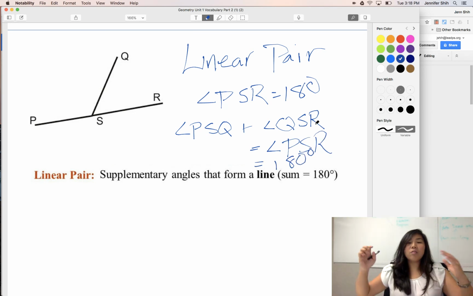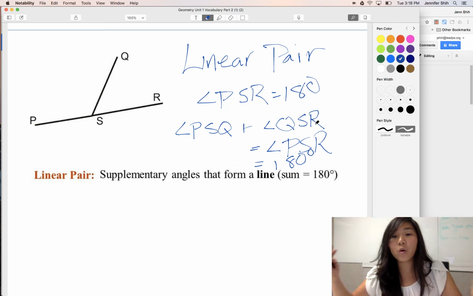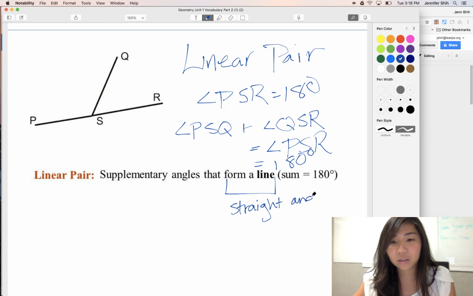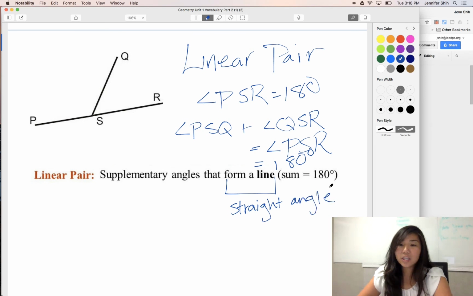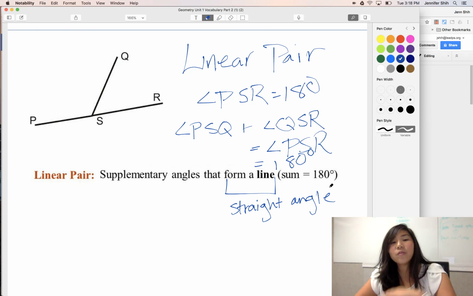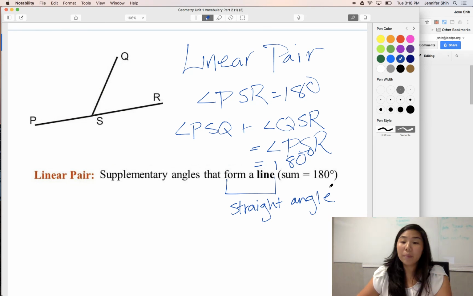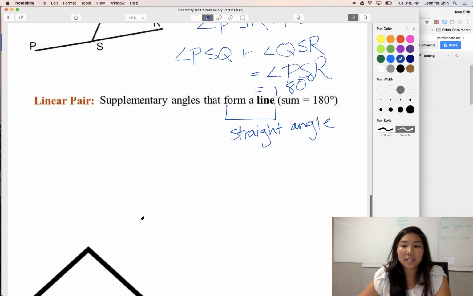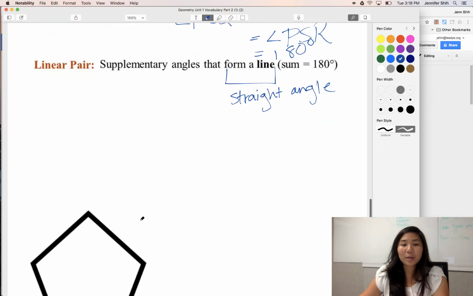So supplementary angles form a line, or they form a straight angle, which is another way you can write this. Yes, you should write this all, straight angle. And this is good because sometimes we're going to deal with exterior angles or interior angles. And if you can find a supplementary angle, a linear pair, that's extremely advantageous because you know that a straight angle is 180 degrees. Let me give you a fun example.